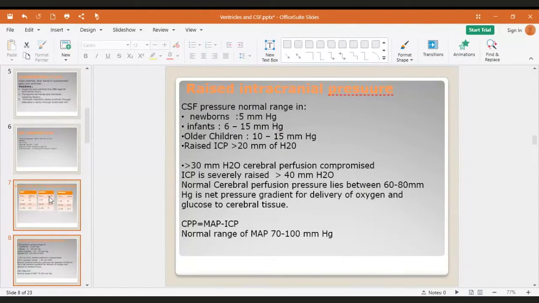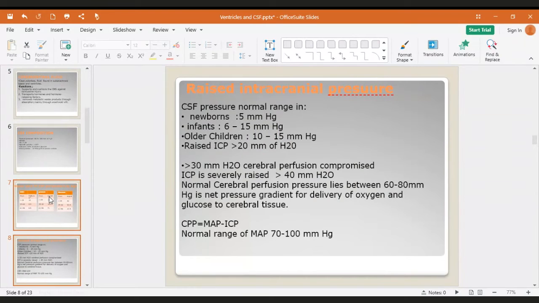Raised intracranial pressure. CSF pressure's normal range in a newborn is up to 5 mm of mercury. In infants, 6 to 15 mm of mercury. In older children, 10 to 15 mm of mercury. When the pressure is above 20 mm, we say that the child has raised intracranial pressure. If pressure is more than 30 mm, then cerebral perfusion is compromised. Intracranial pressure is severely raised when pressure is above 40 mm.